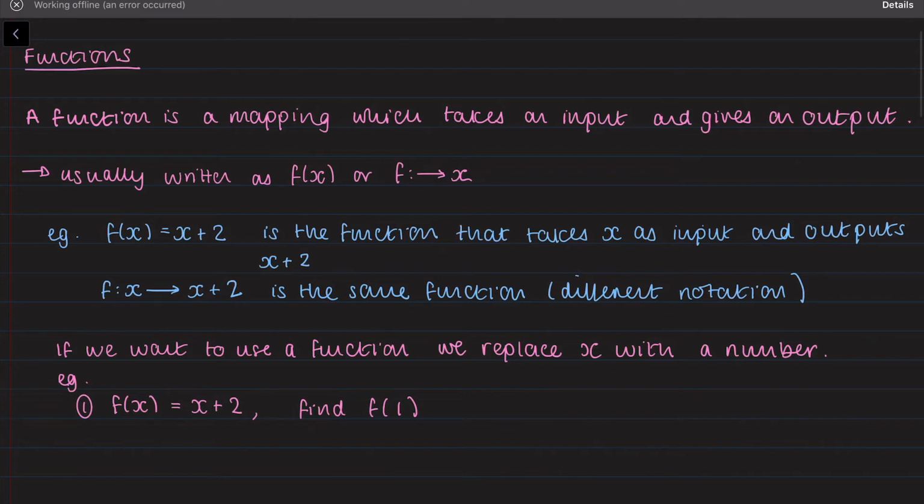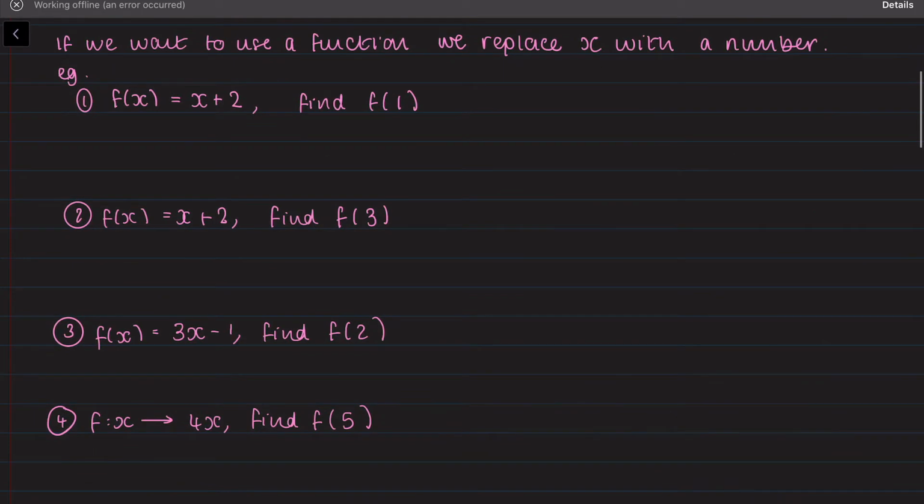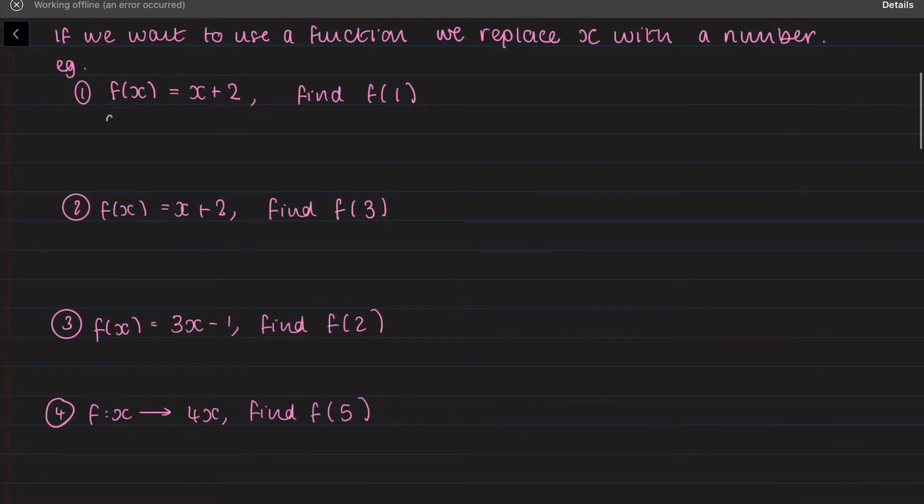So if I have a function f of x equals x plus 2, what that means is the function takes in x as an input and then outputs x plus 2. That's written in both the types of notation. If we want to use a function, we can replace x with a number. So if I have f of x equals x plus 2 and I want to find f of 1, I need to replace the x by 1 in both sides of my function. So I end up with f of 1 equals 1 plus 2, which is 3.